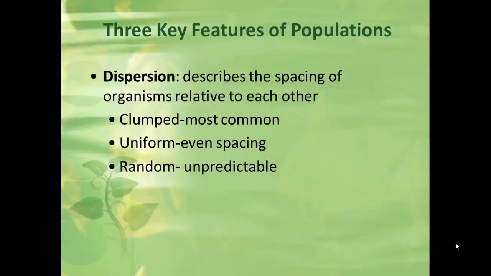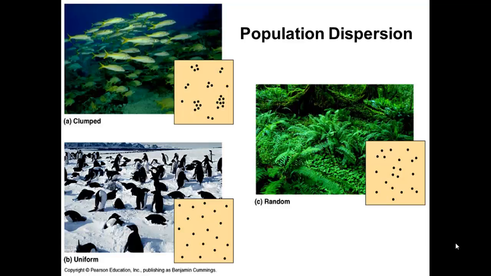The last key feature of populations is dispersion. The first key feature was size, the second key feature was density, the third key feature is dispersion. Dispersion is going to describe the spacing of organisms relative to each other. We need to look at three dispersion methods. The first is clumped, the second will be uniform, and the third will be random. Clumped is going to be the most common type of dispersion pattern. As you see from the pictures, you can see the clumped, uniform, and random population dispersion patterns.